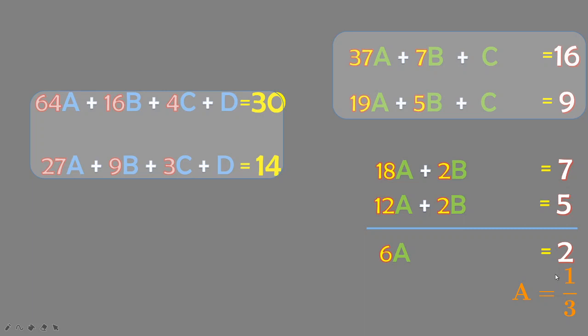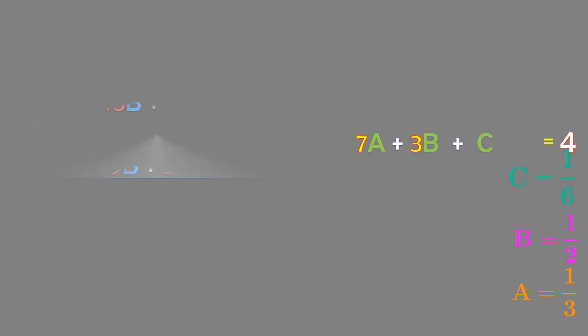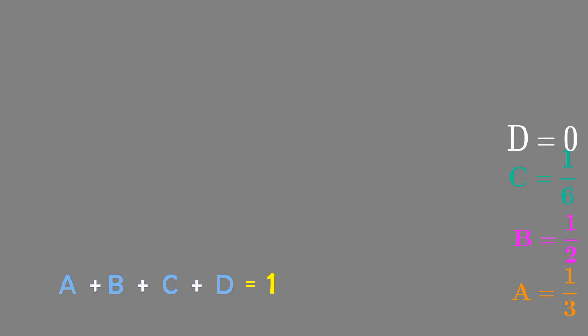Now put this A is equal to 1 by 3 value in this equation, and you will get B is equal to 1 by 2. Put A and B values in this equation. This is one of our equations. So put these values in this equation, and you will get the value of C is equal to 1 by 6. Put A, B, C, all these values in this expression. This is the first equation that we found. So put A, B, C values in this equation, and then you get the value for D, that is 0. Man, that's nice.